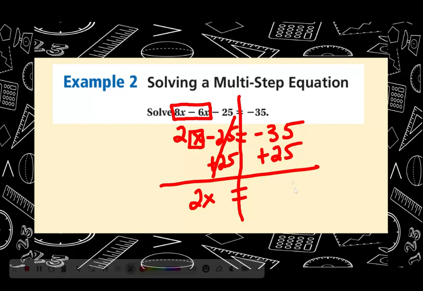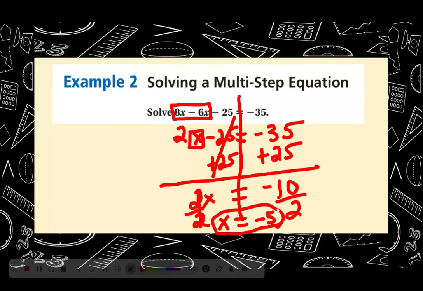Signs are different. Find the difference. So that's negative 10. The opposite of multiplying is dividing. So we're going to divide by 2, divided by 2. So 2 divided by 2 is 1x. So I'm just left with x. And negative 10 divided by 2 is negative 5.